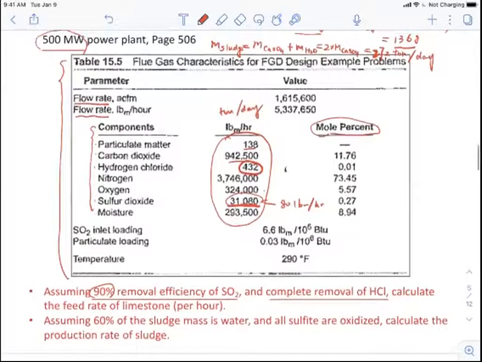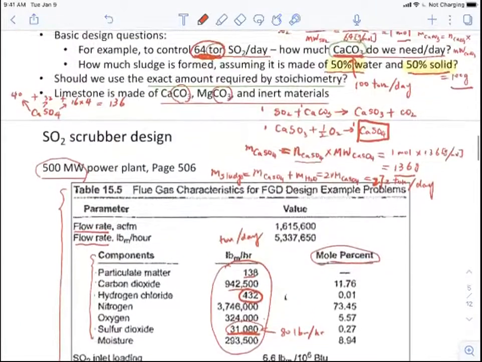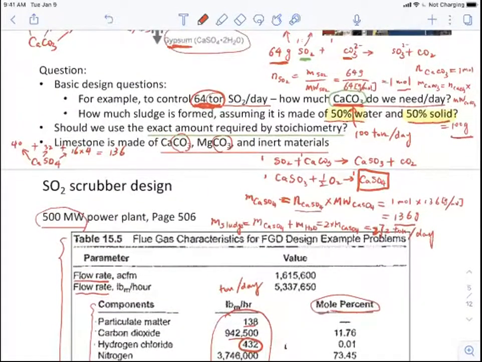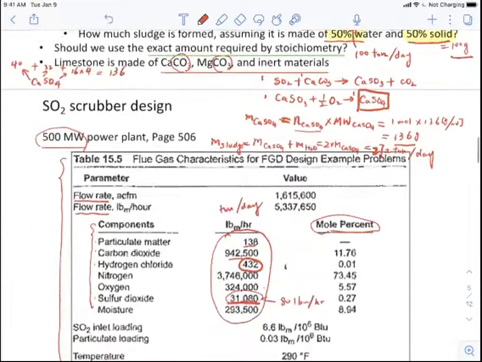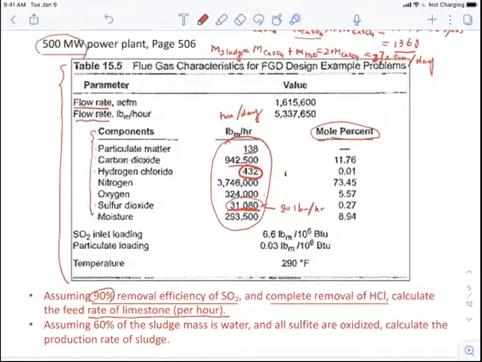Now it wants us to calculate the feed rate of the limestone. If you compare this question to the one we just talked about, in order to control 64 tons of carbon dioxide per day, how much calcium carbonate do we need? We're asking similar questions. It's just getting a little bit more sophisticated in that we need to set up a different goal: 90% removal and also the complete removal of the hydrogen chloride. Then we need to calculate the feed rate of the limestone.